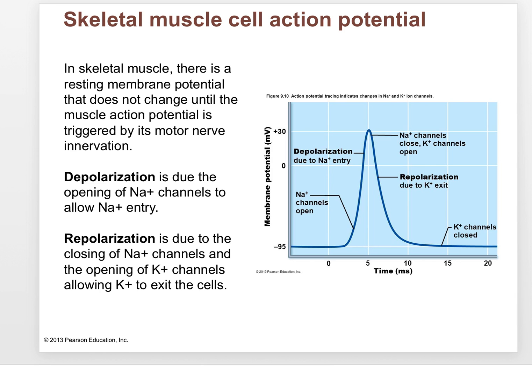For comparison, let's look at the skeletal muscle like we did in Anatomy 1. A skeletal muscle, you remember, has a resting membrane potential, and it's stable. It doesn't contract. It doesn't have an action potential in the skeletal muscle until it's triggered by the motor nerve. It has to have motor nerve innervation to start the action potential. Then when it does, it starts to depolarize due to the calcium channels opening and allowing calcium to enter the cell. Eventually the sodium channels close and the calcium channels open, allowing potassium to exit the cells. This is called repolarization.